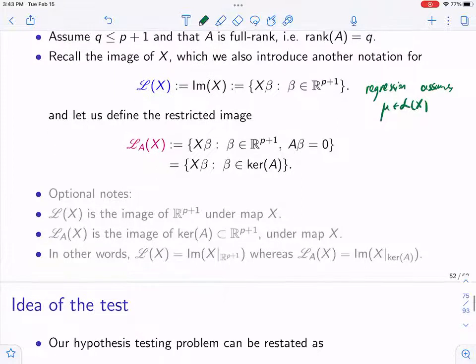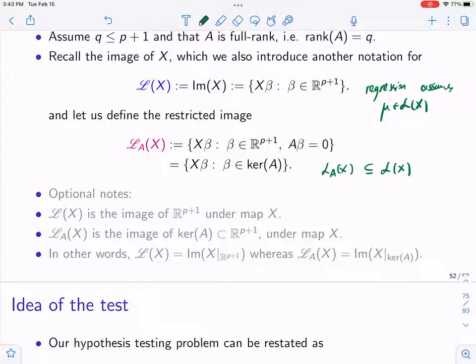We want to test within the regression model whether some more extra constraints also hold. And so instead of looking at the betas that satisfy the constraint, I'm going to look at X beta where beta satisfies these constraints. This is equivalent to saying I'm looking at X beta such that beta is in the kernel of A. This defines a new subspace, and in fact, you can verify that this is a linear subspace, which I'll let you go and recall what a linear subspace is. And in fact, L_A of X is a subset of L of X. It's really easy to see that.